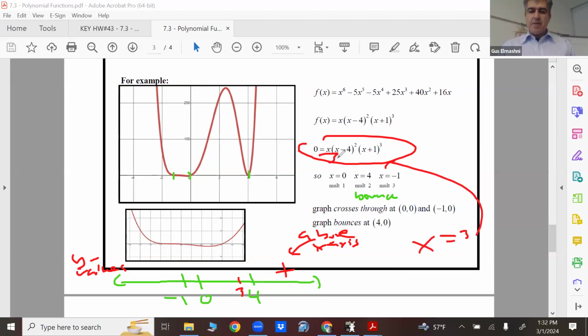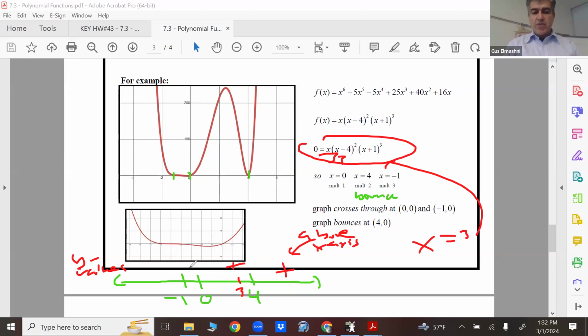okay, that's positive. 3 minus 4, that's negative, but you're squaring. See, the squaring brings it back to being positive. And 3 plus 1 cubed, positive again. So it's still positive. That's why we see a bounce when you have an even exponent next to the factor that gave that 0. 4, why do we have 4 in the first place? That came from x minus 4 squared. That's squared. That's going to be a bounce. We're above the x-axis there.